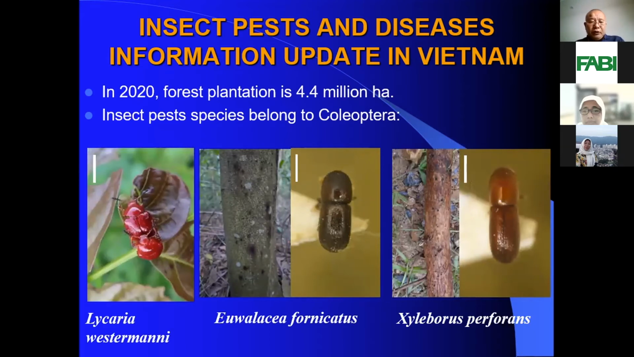Some beetles are Ovalaci fognicatud and Xyleborus perforans. Ovalaci fognicatud attacks many plant species in Vietnam. Xyleborus perforans attacks some plantations, eucalypt plantations in Vietnam.